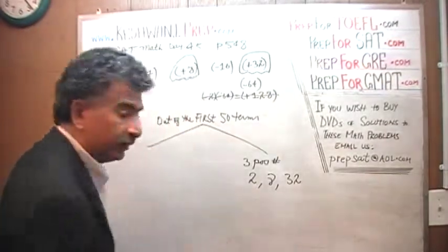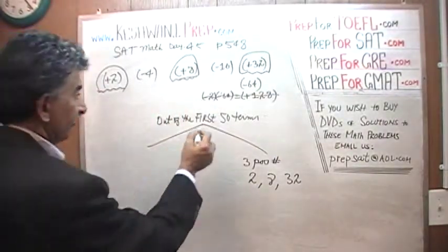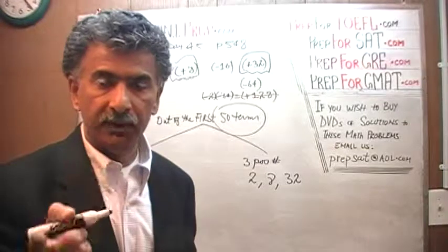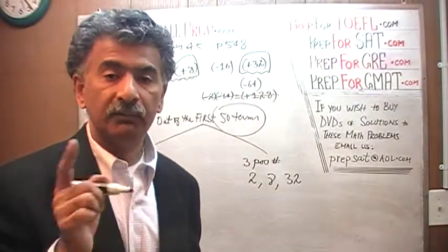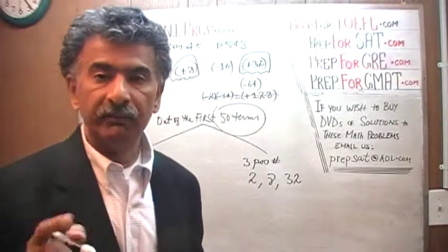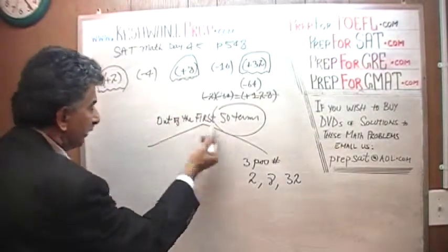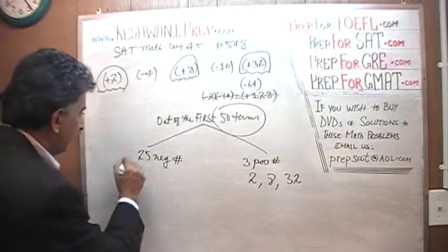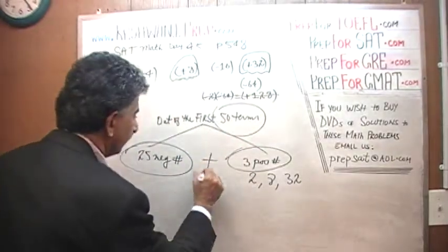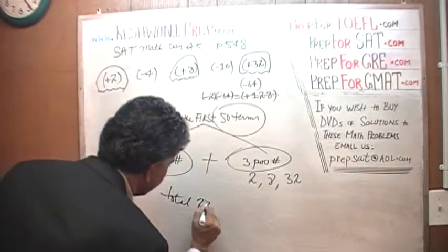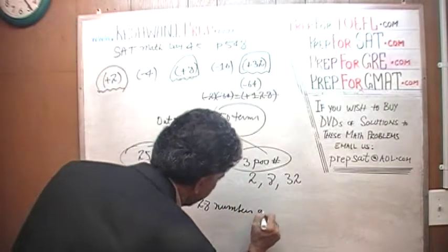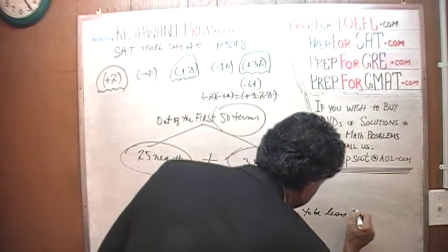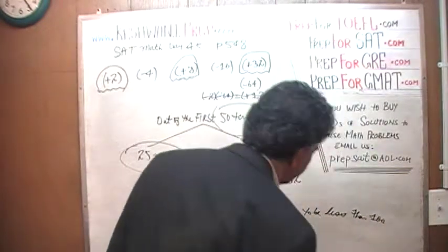So we're going to have 3 positive numbers, and how many negative numbers? Well, since there are 50 of them, and they alternate, positive, negative, positive, negative, positive, negative, out of the 50 we're going to have 25 positive and 25 negative. So we're going to have 25 negative numbers and 3 positive numbers for a total of 28 numbers that are going to be less than 100.